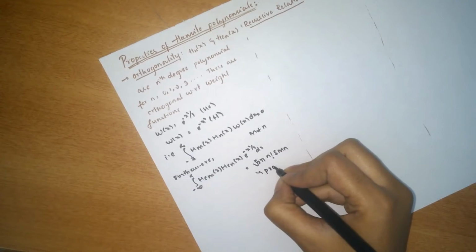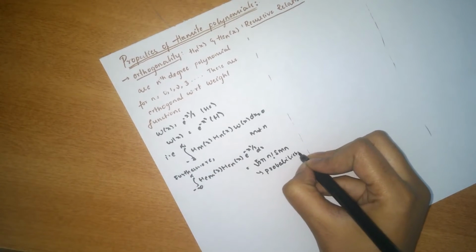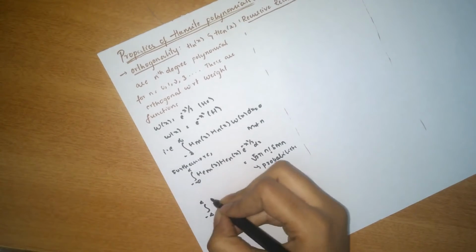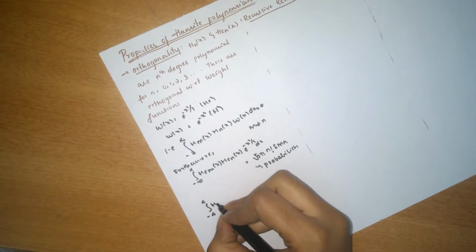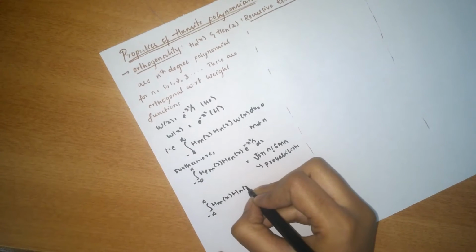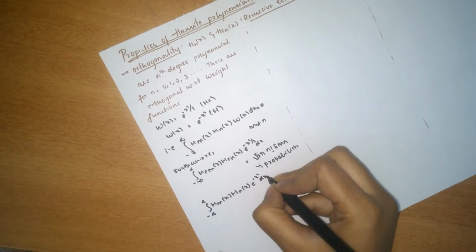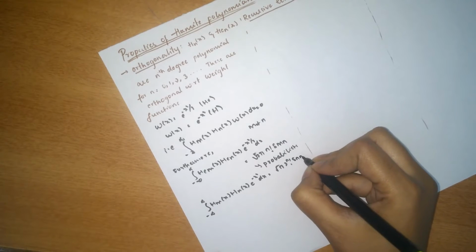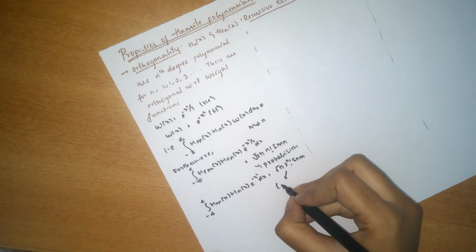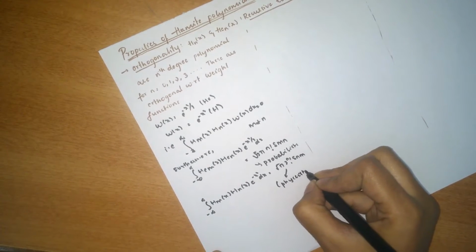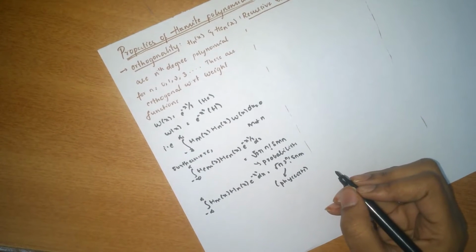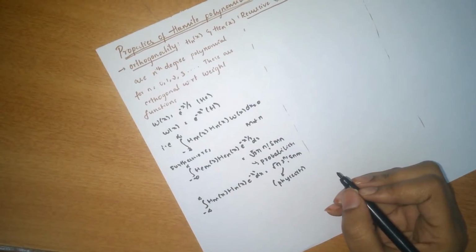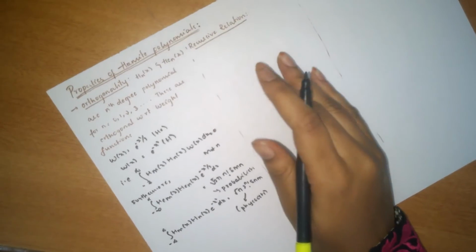This is for probabilists. And the integral from minus infinity to infinity of H_m(x) H_n(x) e^(-x²) dx equal to √π 2^n n! δ_nm, and this is for physicists. The polynomials are thus orthogonal with respect to standard normal probability density functions. Next comes the recursive relation.